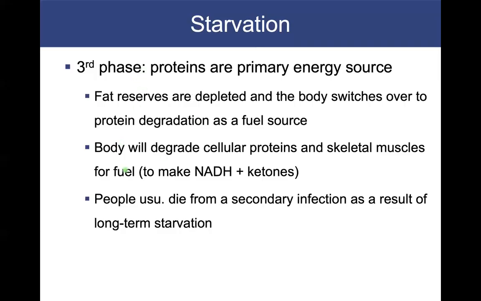The third phase is using proteins. So then proteins are used when glucose is depleted and your fats are depleted, right? So your body is going to start to degrade the cellular proteins and your muscle to make NADH and ketones. At this point, people usually die from a secondary infection as a result of this long-term starvation. So it's not uncommon when somebody is starving or not getting enough nutrition that they die because of pneumonia because their body wasn't healthy enough.